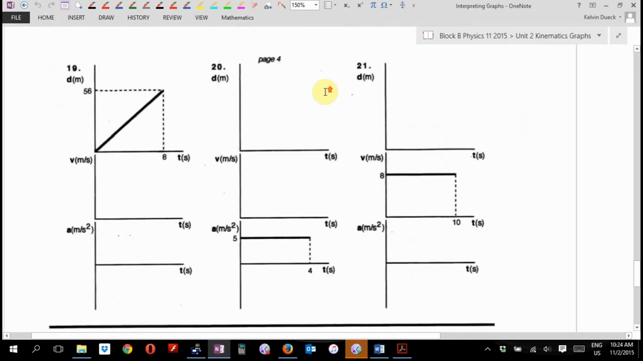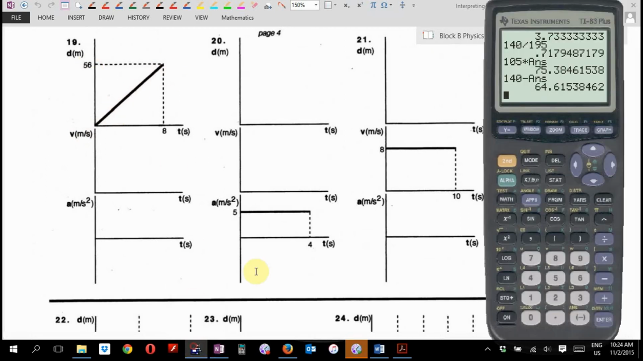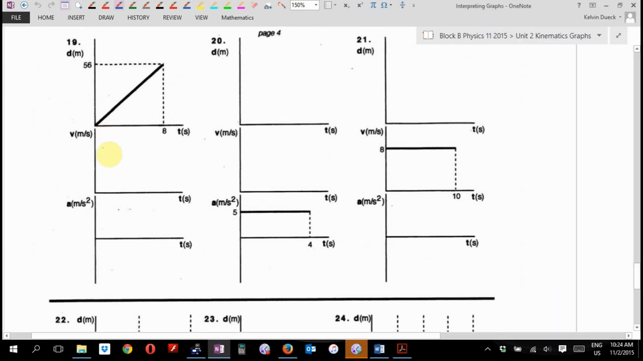19. Number 19? Okay. So in number 19, since I actually gave you numbers, what is the velocity here? What's the slope of this line? What's the rise? 56, right? What's the run? So what is the velocity? All I'd be looking for is this.